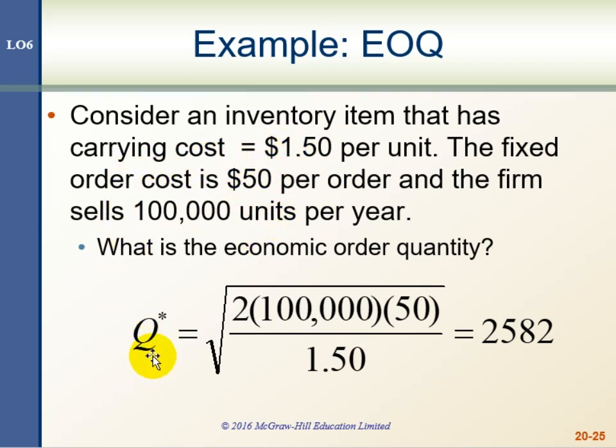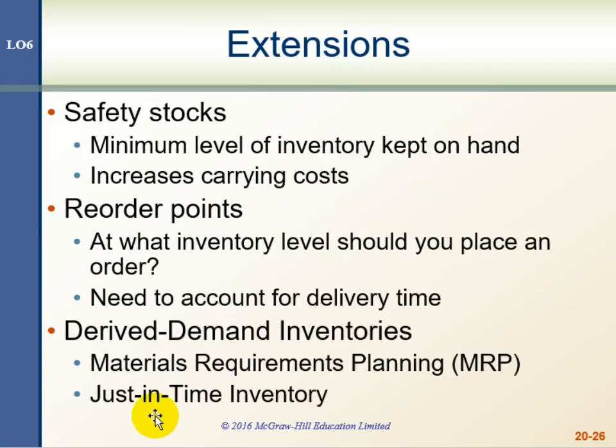So what is the economic order quantity? Well, it's the square root of 2 times T times F divided by CC. So 2 times 100,000 times 50 divided by 1.50, and take the square root of that. 2582 is the economic order quantity. So when your stock gets down below 2582, you should reorder, and you should order 2582, and then it will be adequate. That's what the economic order quantity does.